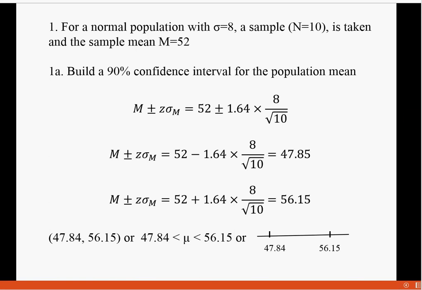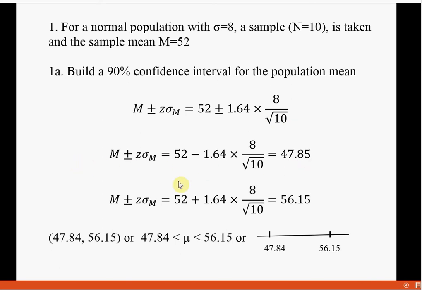Then we multiply by the standard error. Now, this is a place that I would like to draw your attention to: the standard error, not the standard deviation. This is the population standard deviation, but this is the standard error of the sample mean, which is the population standard deviation divided by the square root of the sample size.